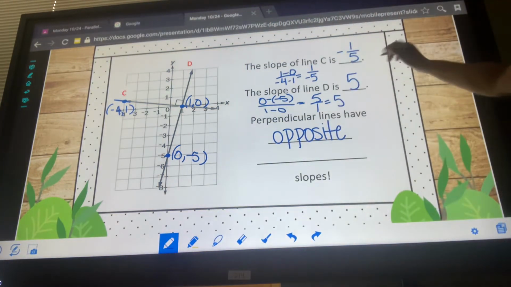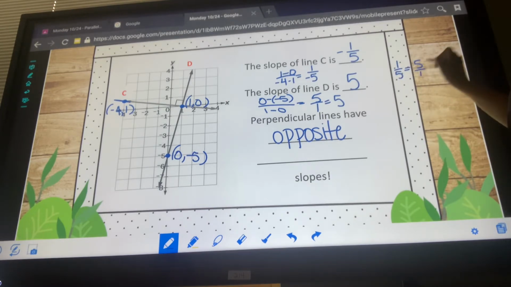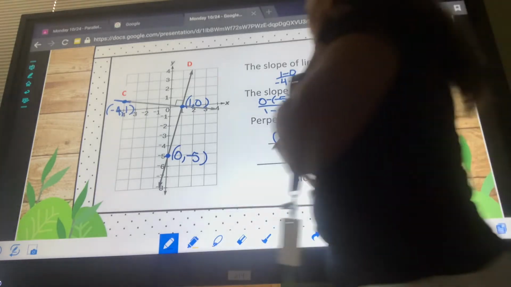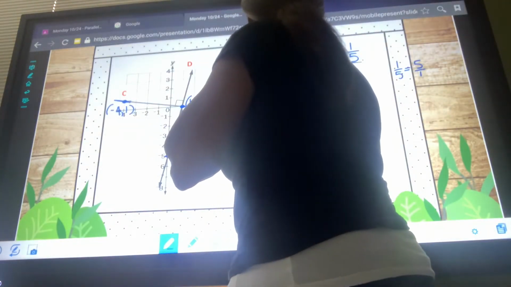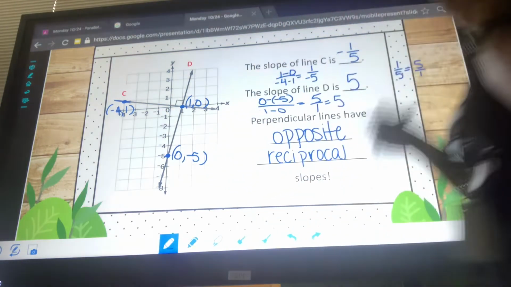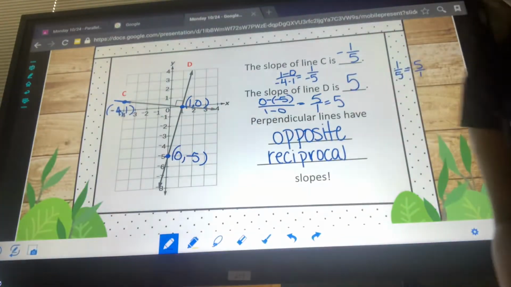Okay, now we went from 1/5 to 5. Keep in mind that this can be written as a fraction by writing it as 5 over 1. So all I did was basically take this fraction of 1/5 and I flipped it. Okay, so you should remember from the 6th grade that a flipped fraction is called a reciprocal. So reciprocal is our other word. Reciprocal. So perpendicular slopes have an opposite reciprocal.